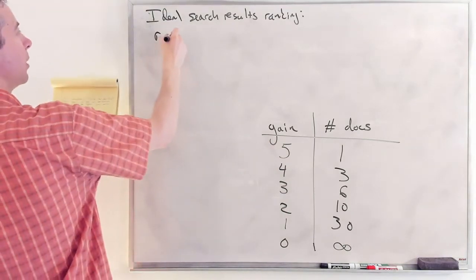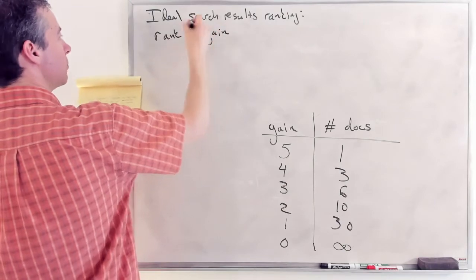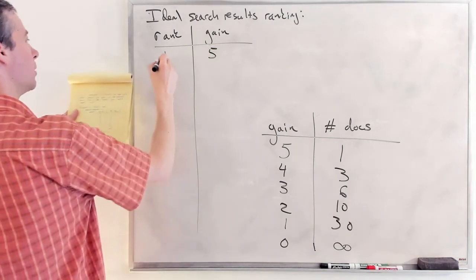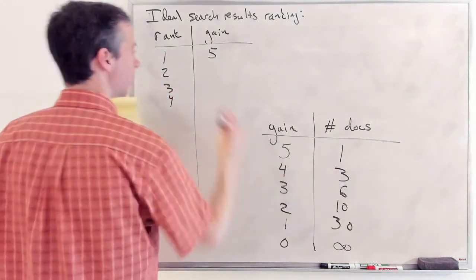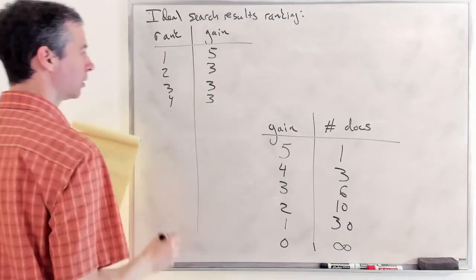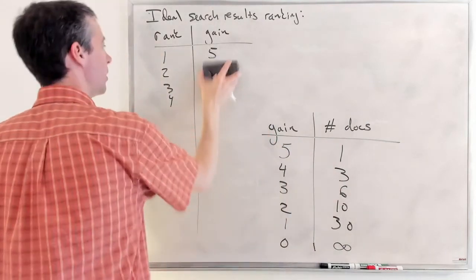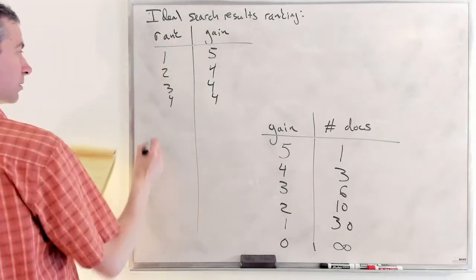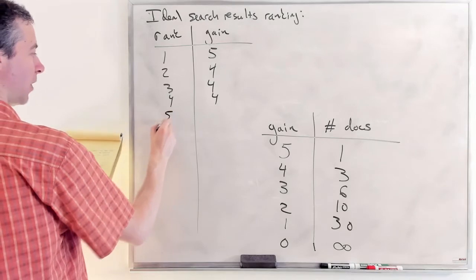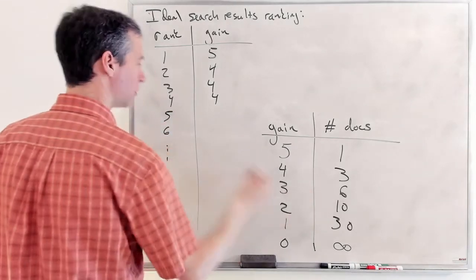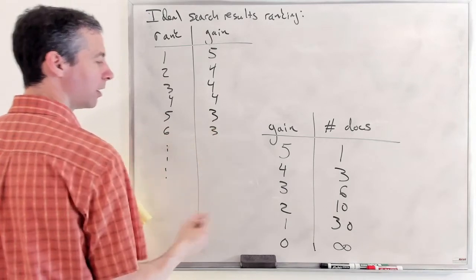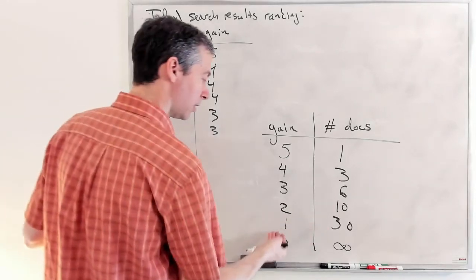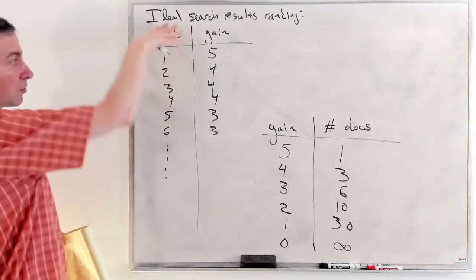And so we would have a rank and a gain. At rank 1, we would put the document that has gain 5. And then at ranks 2, 3, and 4 go the next 3 documents, which all have gain 4. All right. So now we've got 4, and this takes us to rank 5, 6, and I'm not going to do it all. But then we would go ahead and put the gain 3s, on down. Then we'd put the 10 documents of gain 2, and then the 30 documents of gain 1.